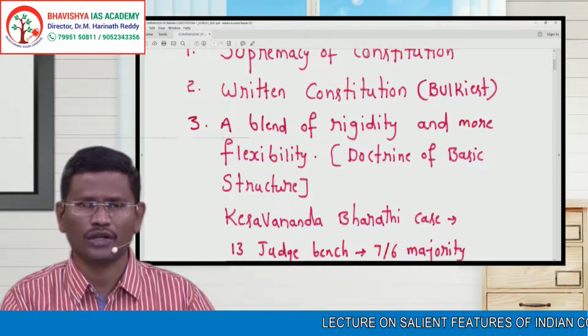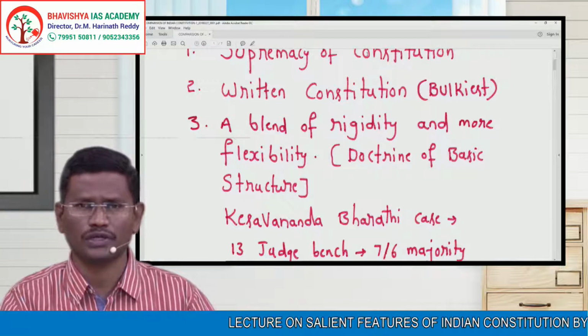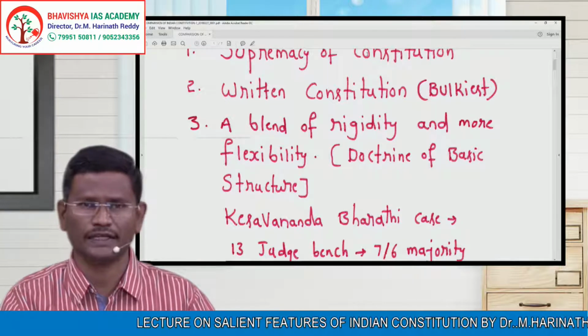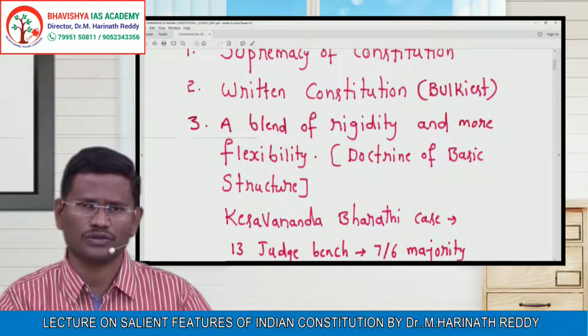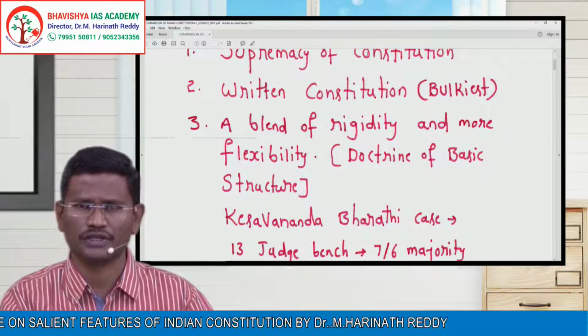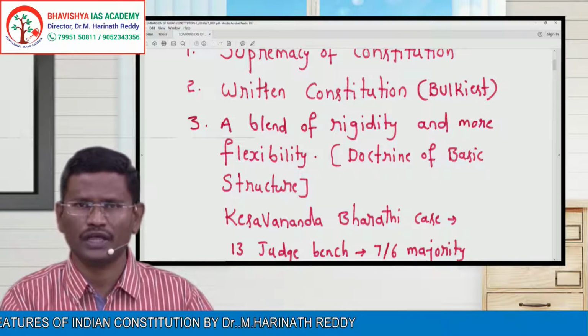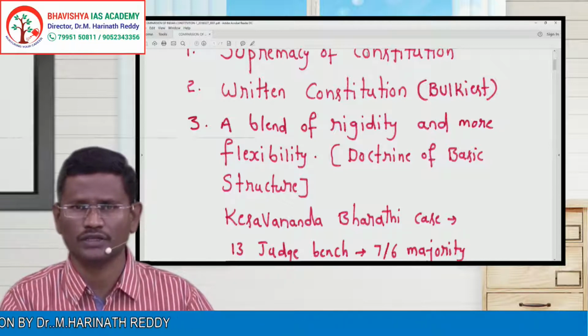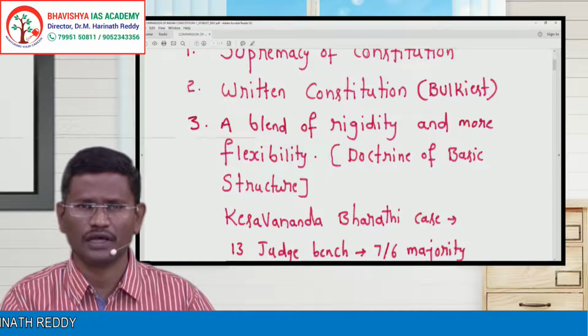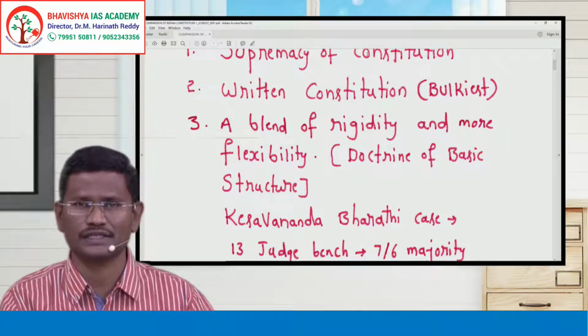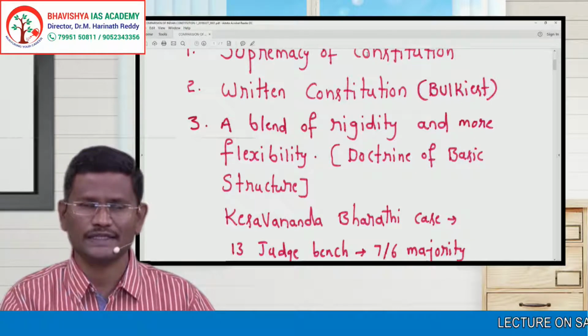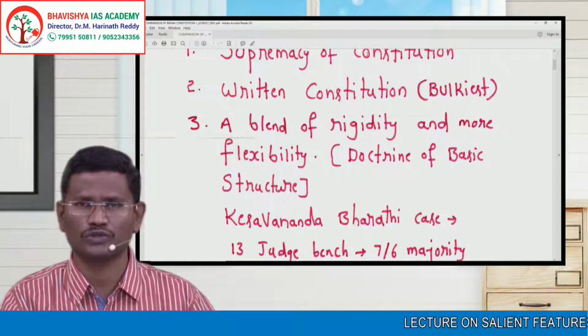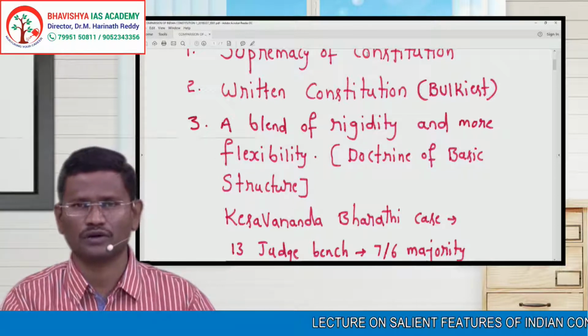Remember, the American Constitution came into implementation in the year 1789. From then till now, in the last more than 220 years, the Constitution of America has been amended hardly 26 times. So this itself speaks volumes about the rigidity of the American Constitution.